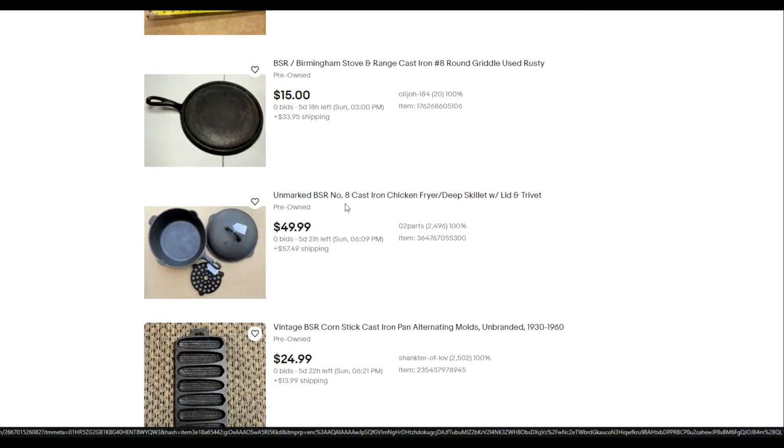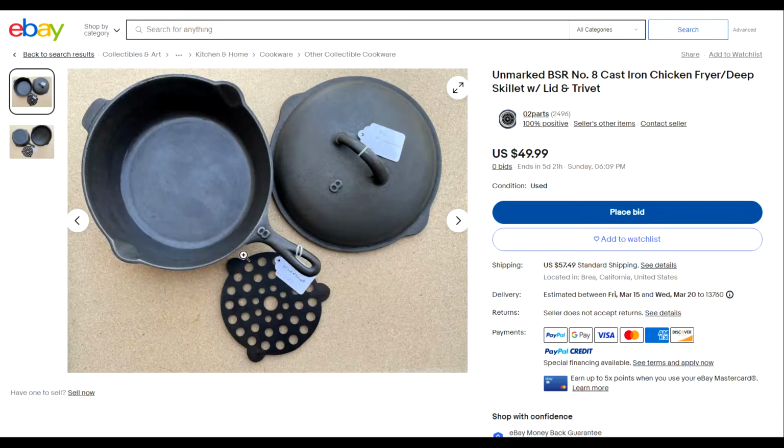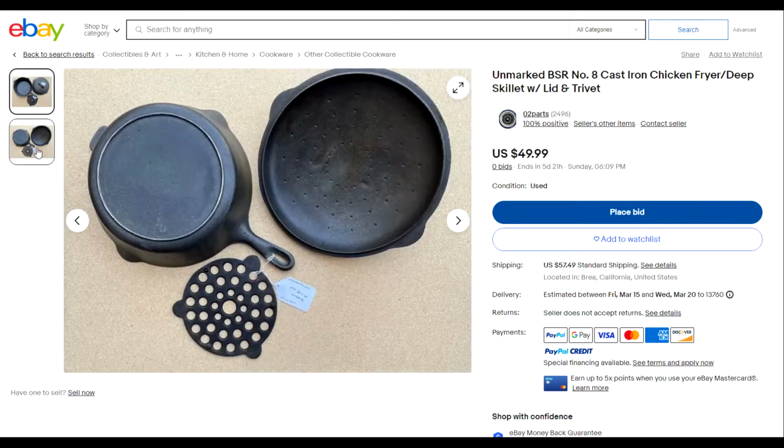Round griddle. Here's a number 8 chicken fryer. Wait a second. Unmarked BS&R number 8 cast iron chicken fryer. He's calling it a BS&R number 8? Something strange about this. All right, folks, who here could tell me why this doesn't really look like a BS&R chicken fryer? I can think of a couple reasons. And I would really have to call this a Southern Mystery skillet more than anything else.